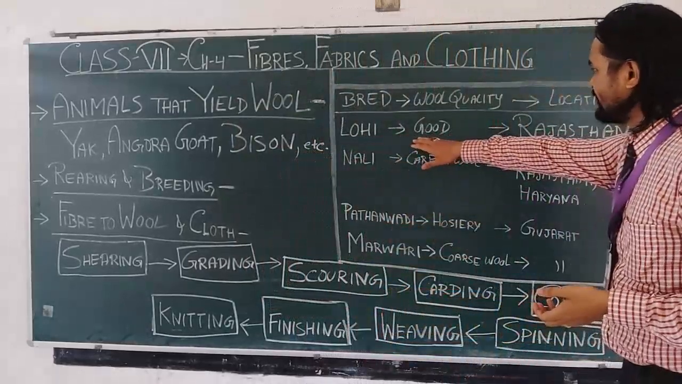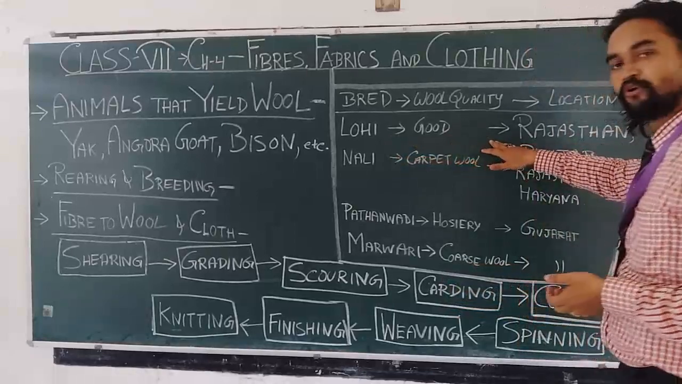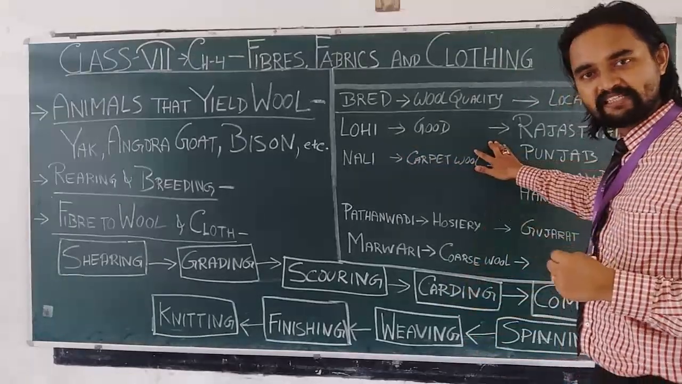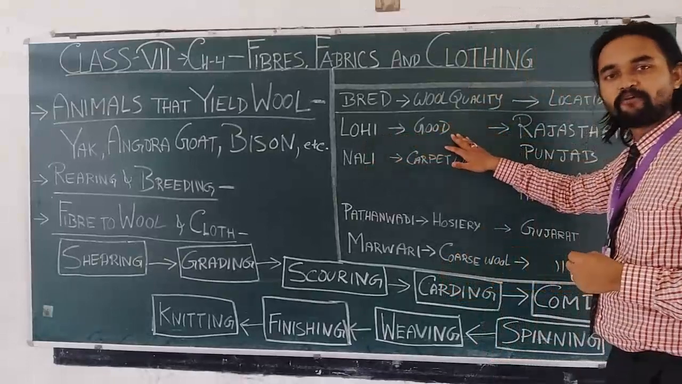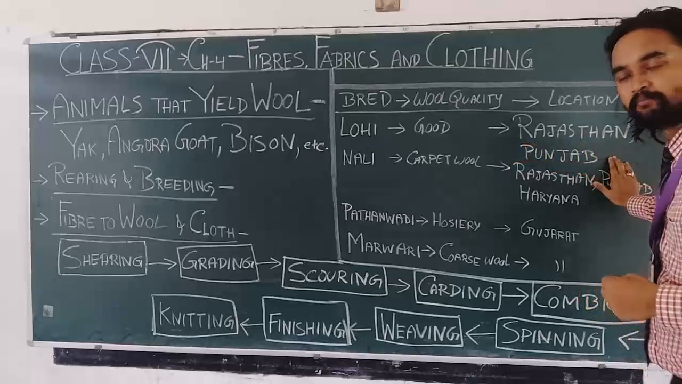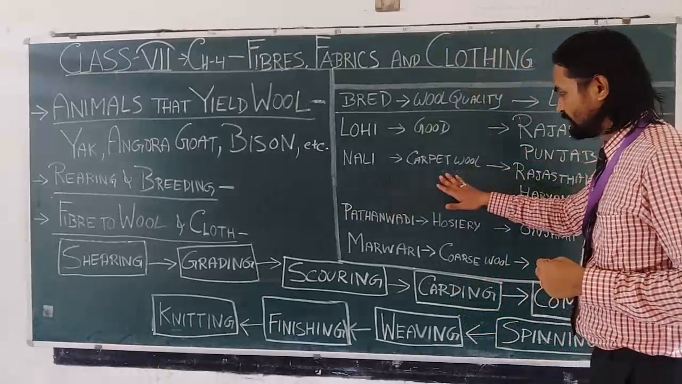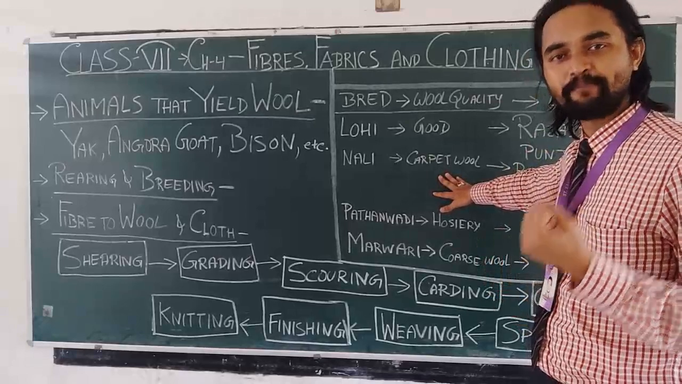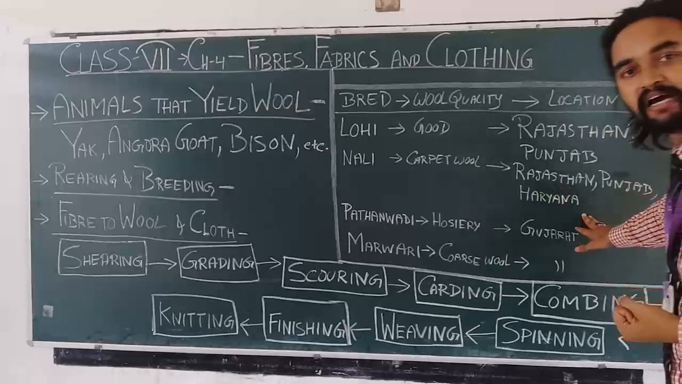Here you can see that different breeds of sheep contain different quality of wool, and they belong to different states of India. If we talk about Indian sheep, Lohi is the breed that contains good quality wool, and it is found in Rajasthan and Punjab. Nali is another Indian variety that provides wool for carpets. That means it provides us carpet quality wool, and it is also found in Rajasthan, Punjab and also in Haryana.